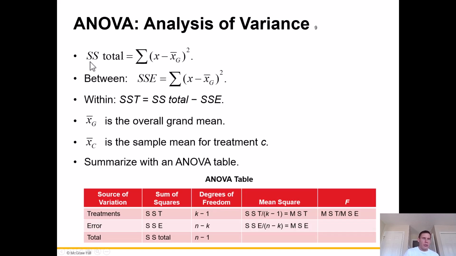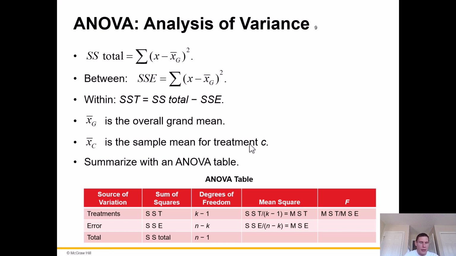So our SS, you've seen this before, is the sum of squares total. So we have basically the sum of the differences between x and the mean, squared, and then SSE is the sum of the squared errors within. So SST equals the SS total from up here minus the SSE here. And x bar sub g is the overall grand mean, and x bar sub c is the sample mean for treatment c.